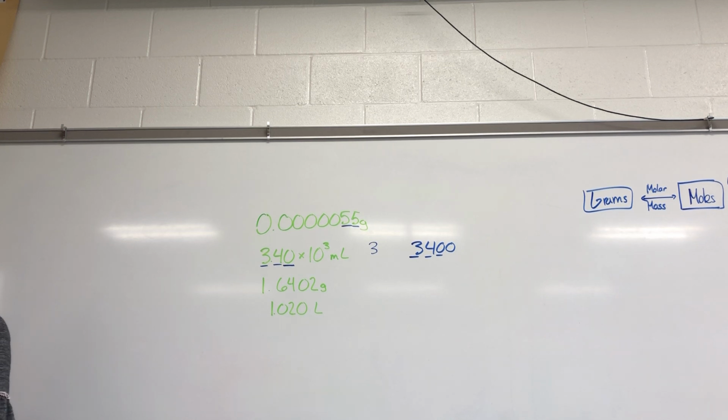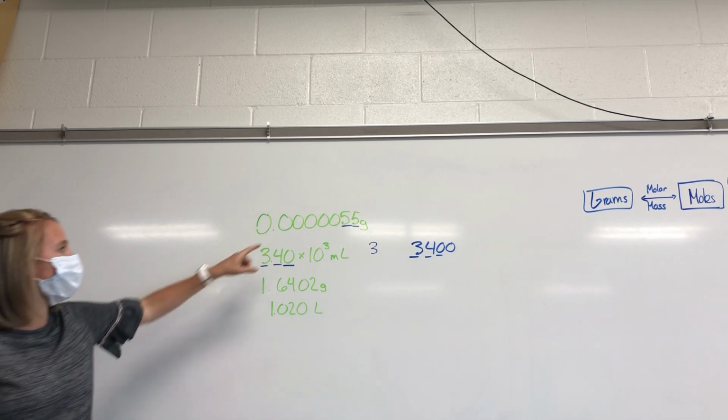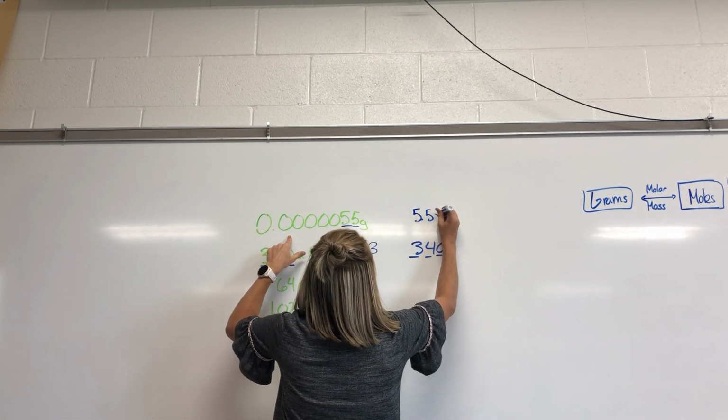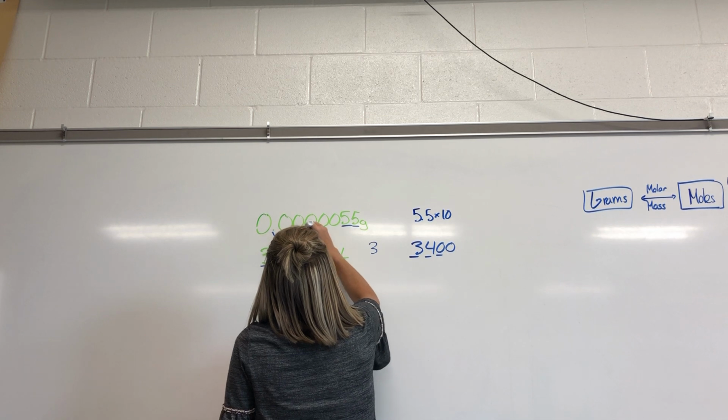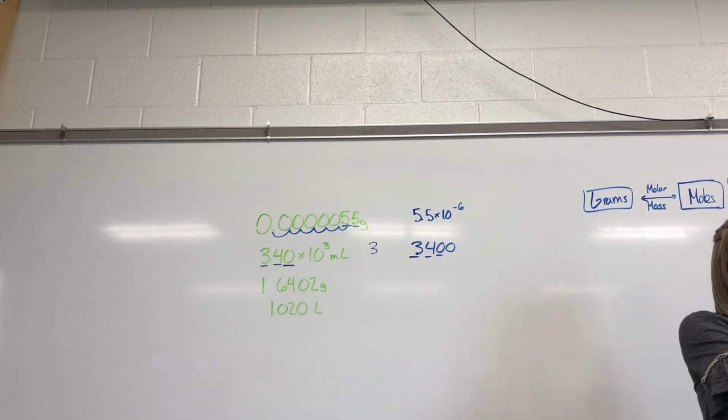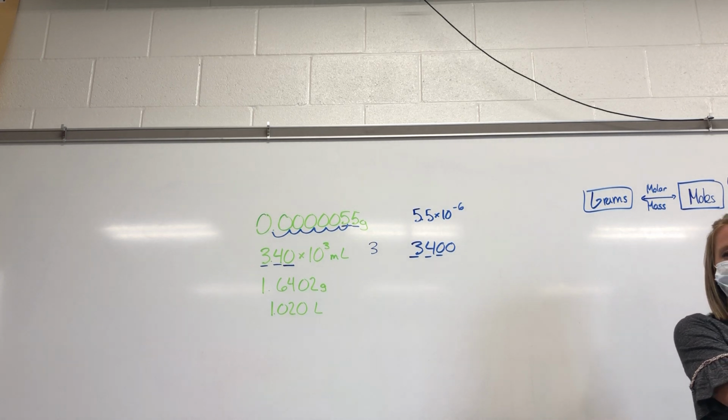Another thing too is that scientific notation gets rid of the zeros. If I were to change this number, I could change it to 5.5 times 10 to the what? 1, 2, 3, 4, 5, 6. Right? It gets rid of all the non-significant digits.